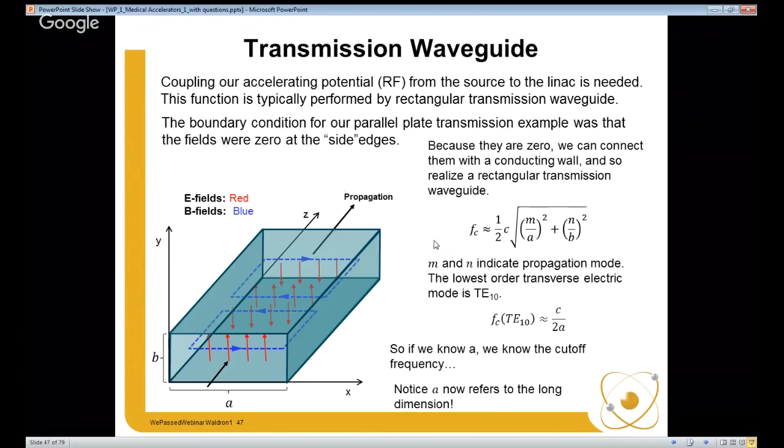And the cutoff frequency, the minimum frequency, which will propagate in the transverse electric mode. Transverse electric mode means that no component of the electric field is along the direction of propagation. Transverse electric, no component along propagation.